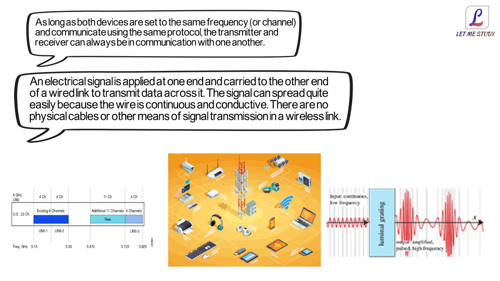An electrical signal is applied at one end and carried to the other end of a wire link to transmit data across it. The signal can spread quite easily because the wire is continuous and conductive. There are no physical cables or other means of signal transmission in a wireless link.